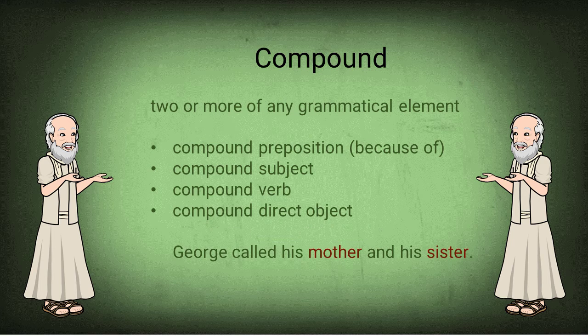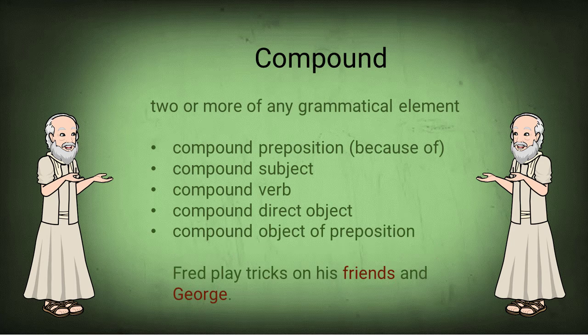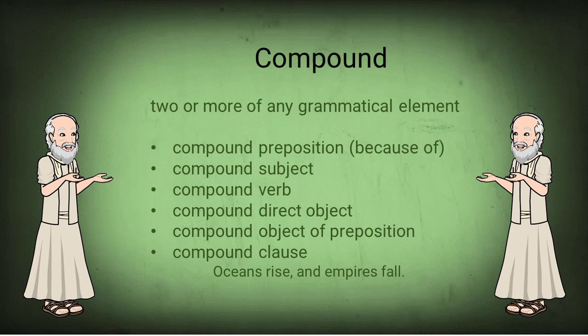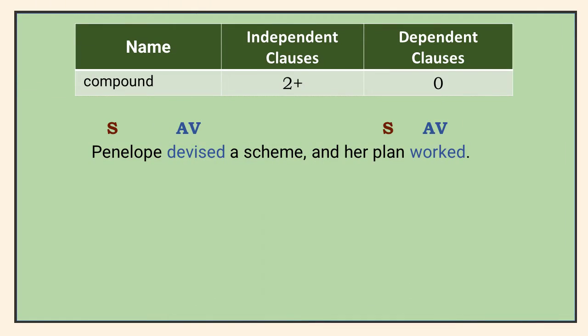The same principle applies to direct objects. George called his mother and his sister. And compound objects of prepositions. Fred played tricks on his friends and his brother. Finally, sentences may have two or more clauses. If a sentence has two or more independent clauses and no dependent clauses, it's a compound sentence.